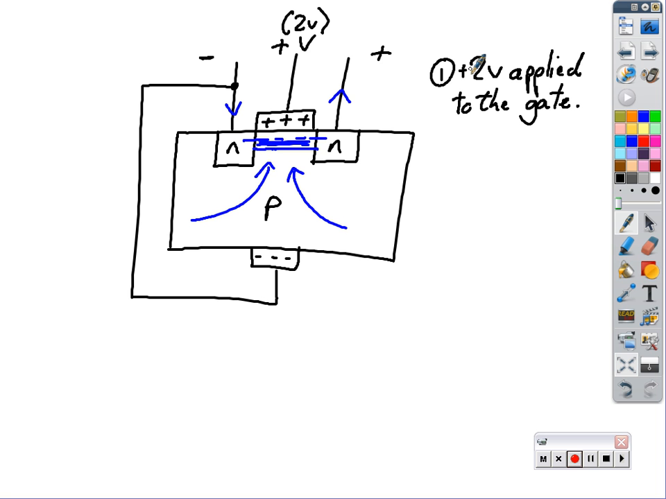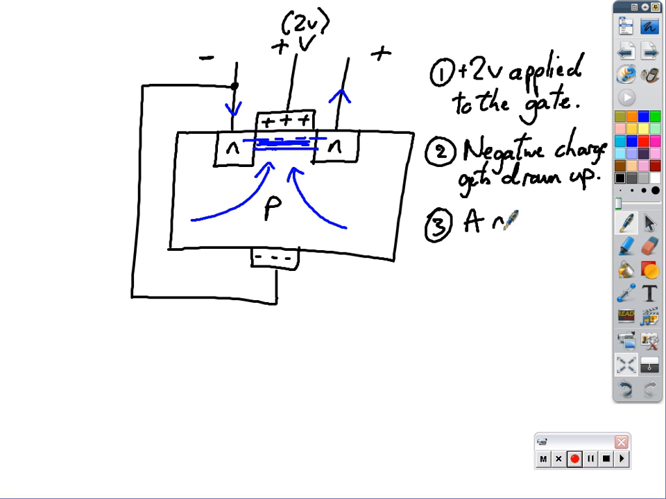So plus 2 volts applied to the gate. The second thing that happens is that negative charge gets drawn up through a narrow line, and a line of negative charge forms.